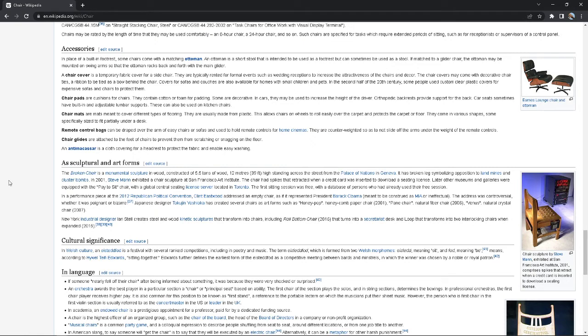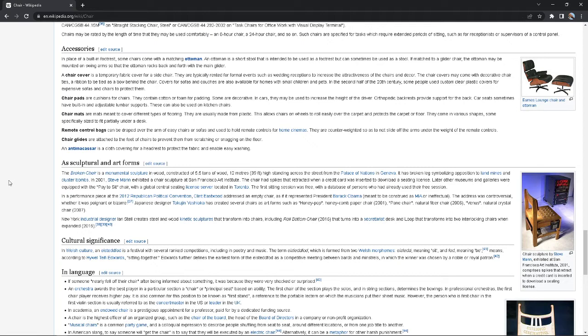Accessories. In place of a built-in footrest, some chairs come with a matching ottoman. An ottoman is a short stool that is intended to be used as a footrest, but can sometimes be used as a stool. If matched to a glider chair, then the ottoman may be mounted on swing arms so that the ottoman rocks back and forth with the main glider.